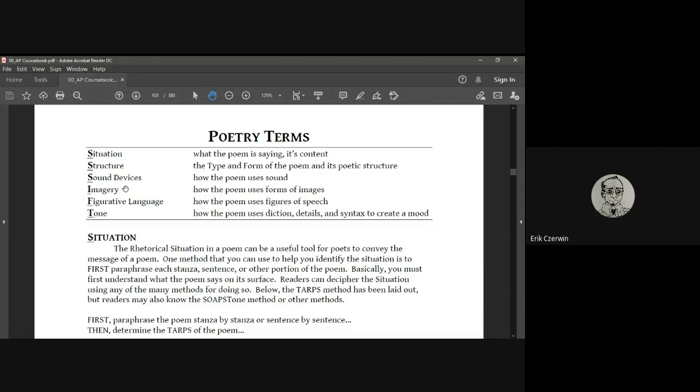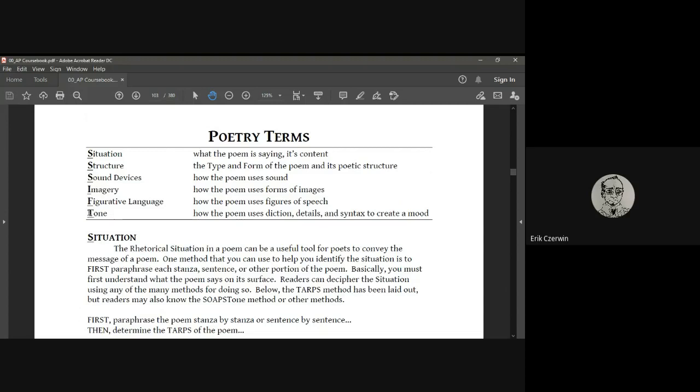Imagery is just that. It's the use of images, using words to form images in people's minds, whether that be visual images, auditory images, gustatory images. There's all kinds of different images. So imagery in poetry. And then figurative language is using things like similes and metaphors and synecdoches. I can never say that right. But there's all kinds of figures of speech. So when you're speaking figuratively, not literally, and of course in poetry, we get that all the time.